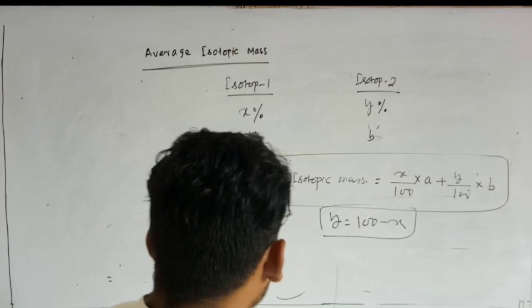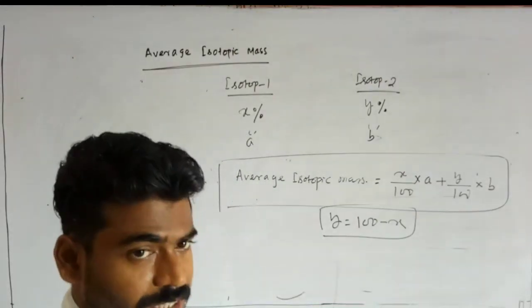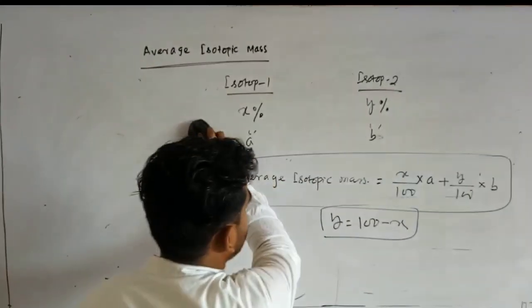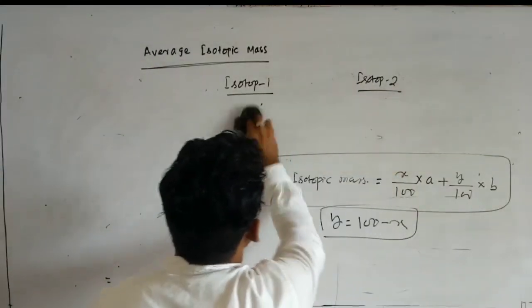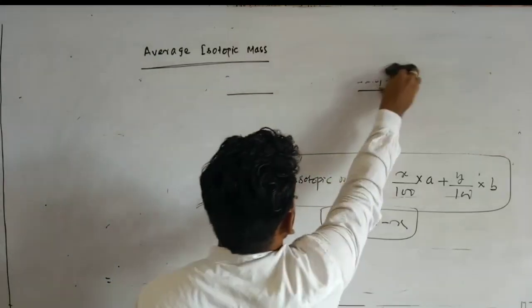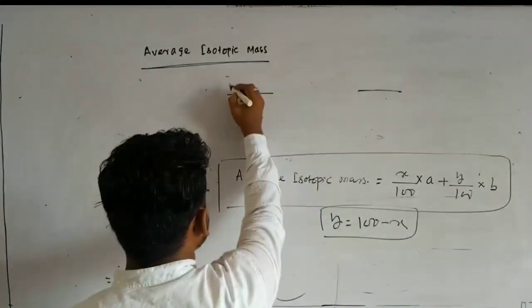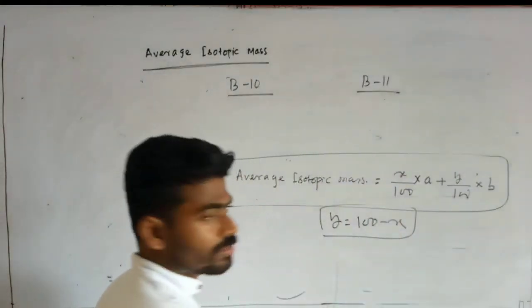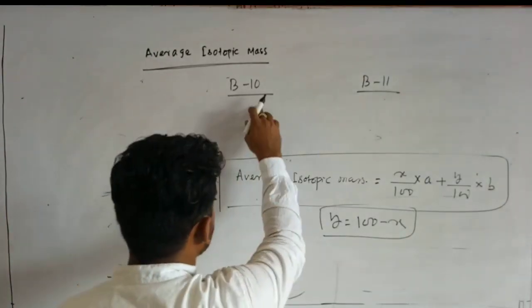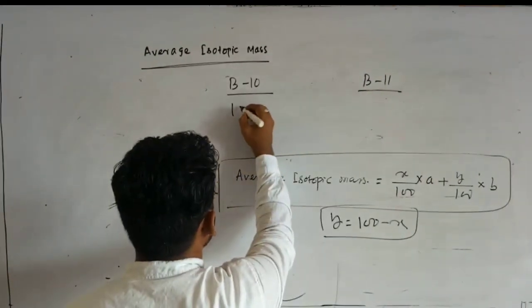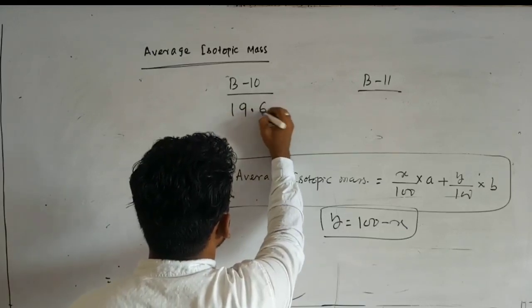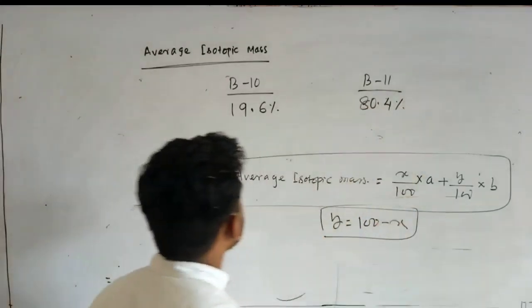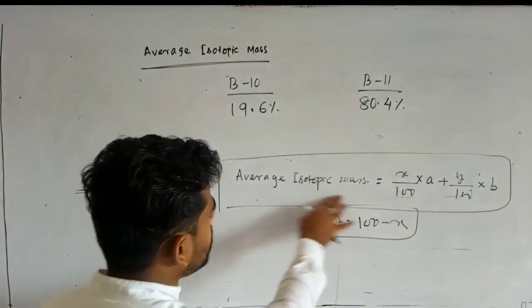Okay, let us take one example. Boron existing as two isotopes. This is B10 and this one is B11. Its percentage of abundance, let's say, is 19.6% and here this will be 80.4%. Then you just apply this formula.